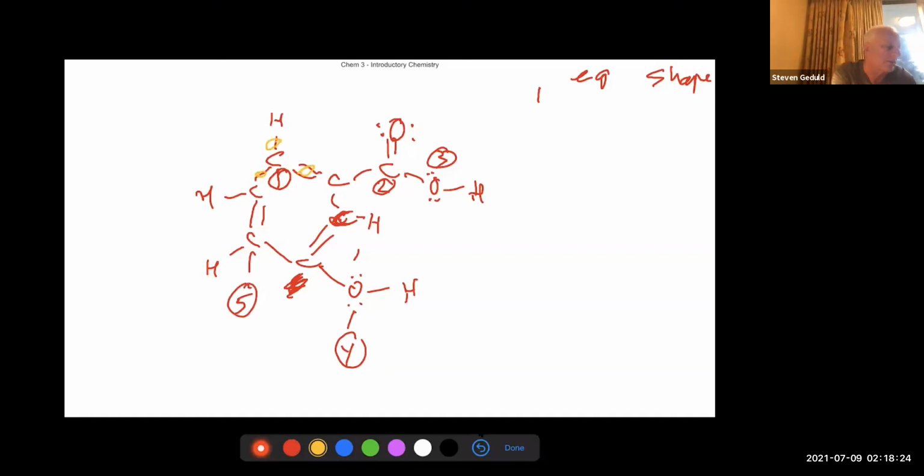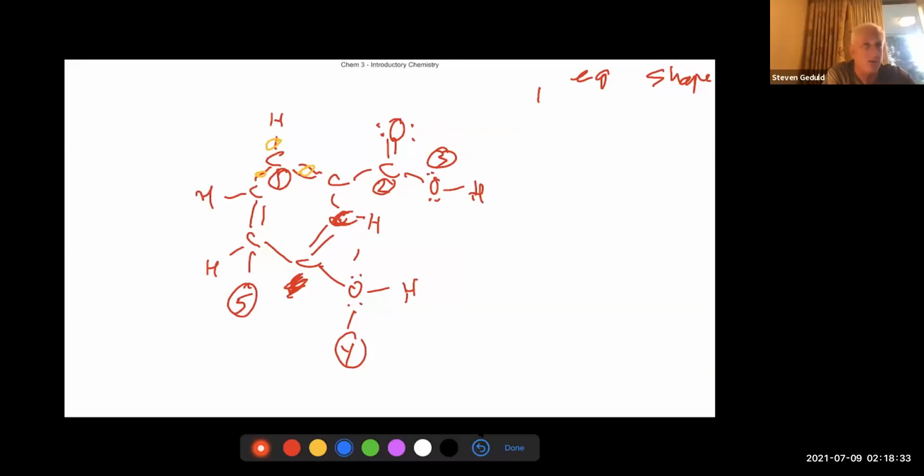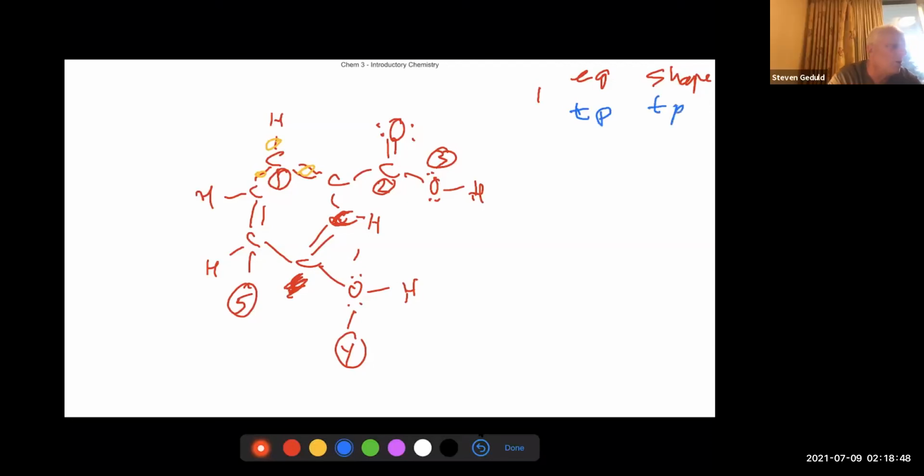So what's the electron geometry? Three groups, trigonal planar. Perfect, because there's no non-bonding pairs. So this is trigonal planar. What's the shape? Trigonal planar. Perfect. Again, if there's no non-bonding electron pairs on that central atom, the shape and electron geometry are the exact same thing. Number two, where to put number two? Right there. Okay. Number two.